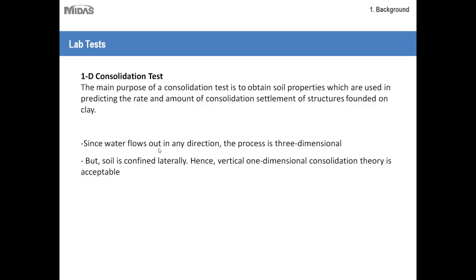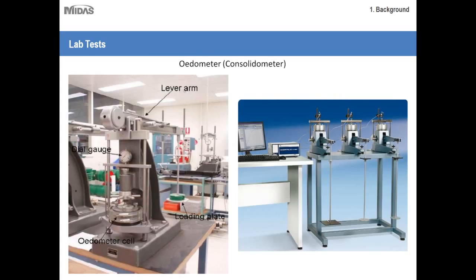Okay, so water flows out in any direction. The process itself is three-dimensional. However, the soil is confined laterally, and I'll show you a picture that better illustrates this. Because the soil is confined laterally, vertical one-dimensional consolidation theory is acceptable. So you'll only focus on how that soil deforms in one dimension vertically. And then the permeability of the soil influences consolidation, obviously. Some clays are more porous or more permeable than others. Naturally, the clays that are less permeable will take a longer time to consolidate and to settle.